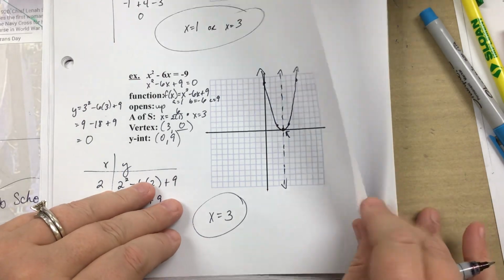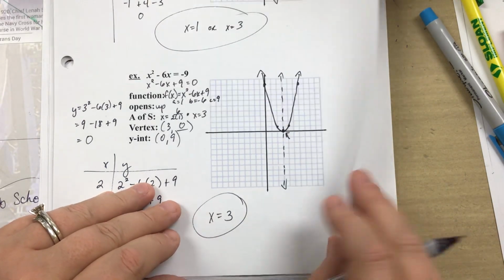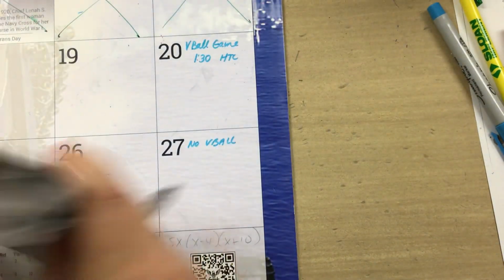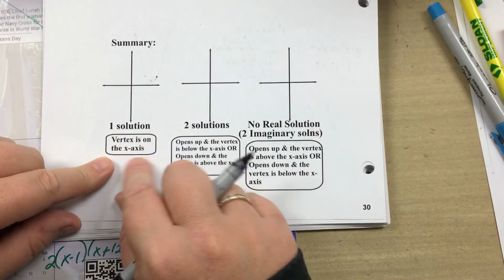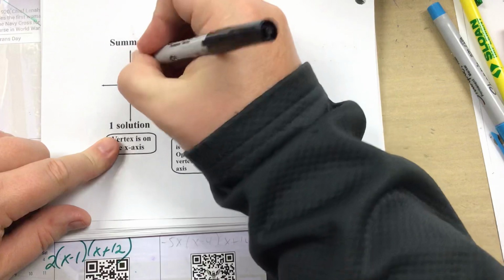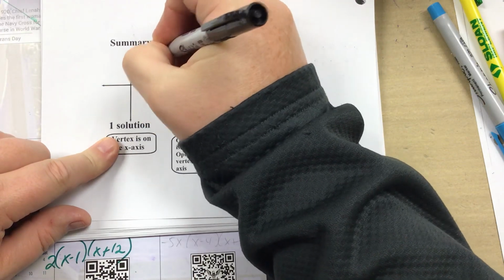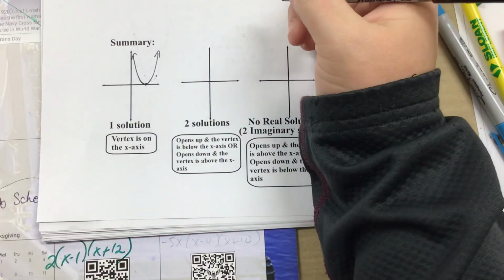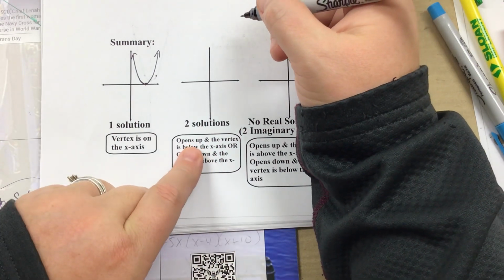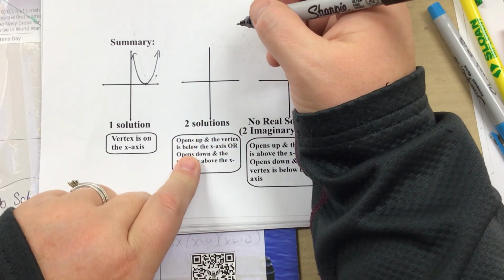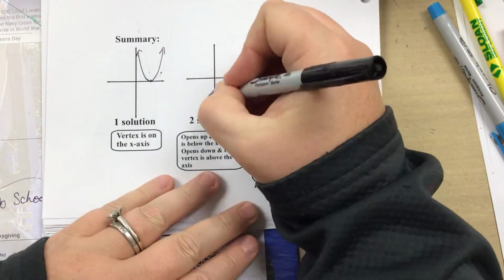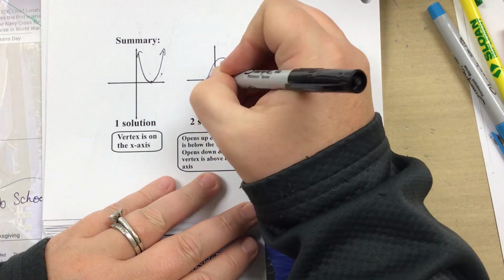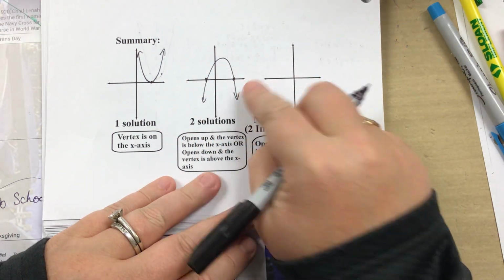Okay, so again, the focus for today is solving by graphing. Something to keep in mind, if I look at my possible options here: if the vertex is on the x-axis, you have one solution. That could look something like this. That vertex is one solution. It has 2 solutions if it opens up and the vertex is below the x-axis, or it opens down and the vertex is above. So if I have something like this, I have 2 solutions, right here and right here.